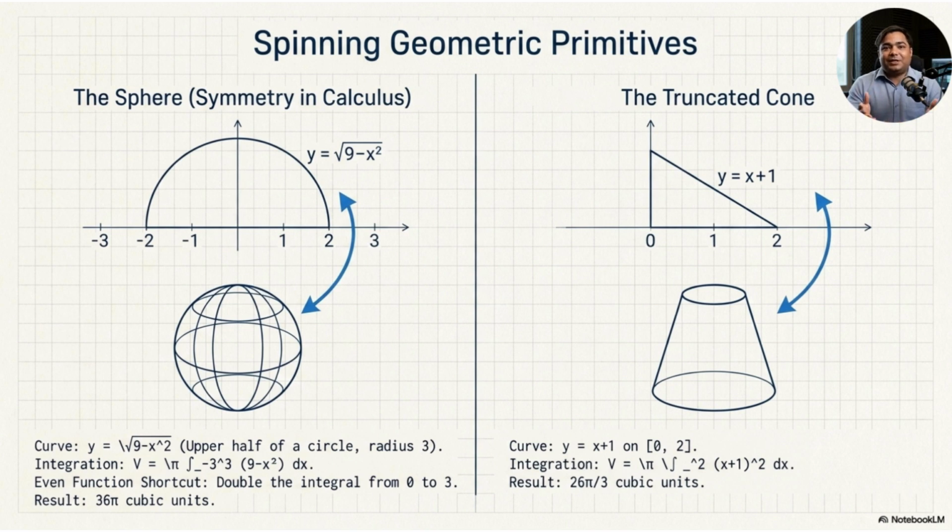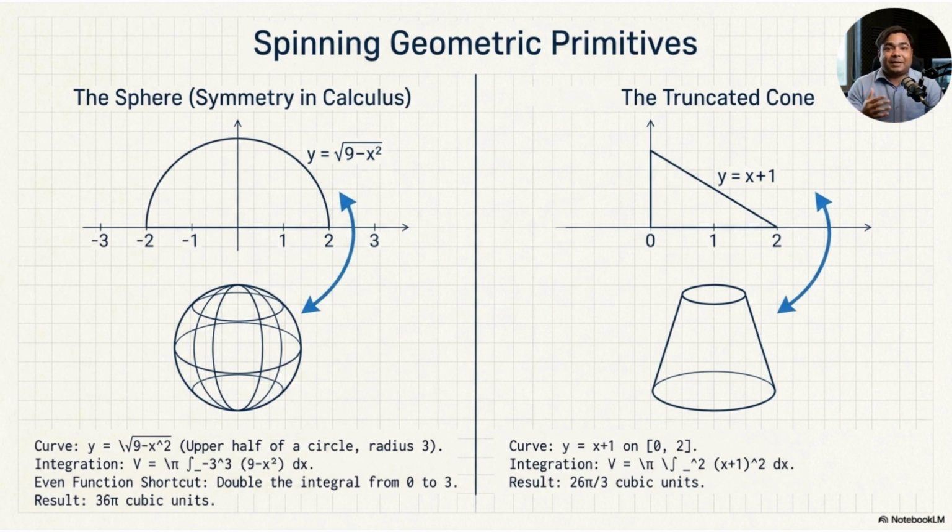to 3. At x equals 3, 9 times 3 is 27. 3 cubed is 27 and 27 divided by 3 is 9. So 27 minus 9 equals 18. At x equals 0, the value is 0. Therefore, the volume is 2 pi times 18, which equals 36 pi. So the sphere has volume 36 pi cubic units.